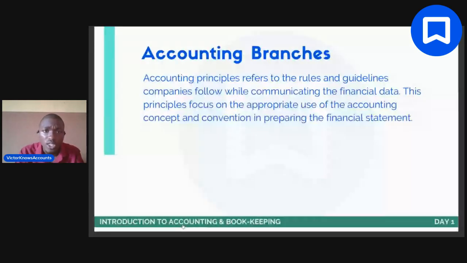All right. So accounting principles, as you can see on the screen, refers to rules, regulations, or guidelines companies follow while communicating their financial data. The principles focus on the appropriate use of accounting concepts and conventions in preparing the financial statements. This first branch happens to be the basis for the other two branches, which are concepts and conventions. Is that taken?